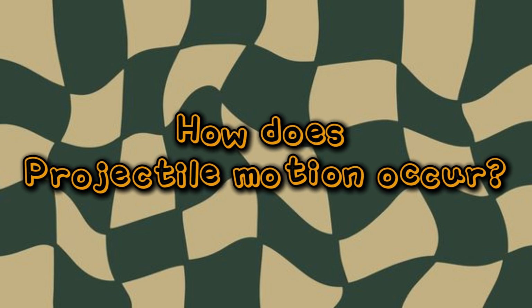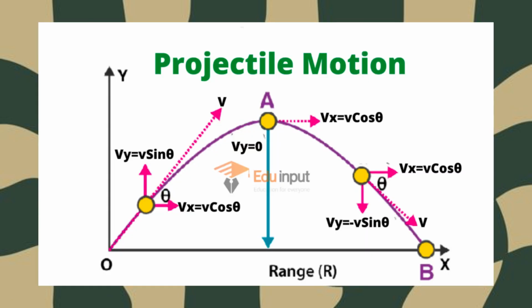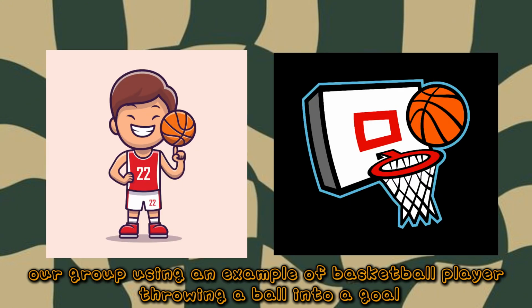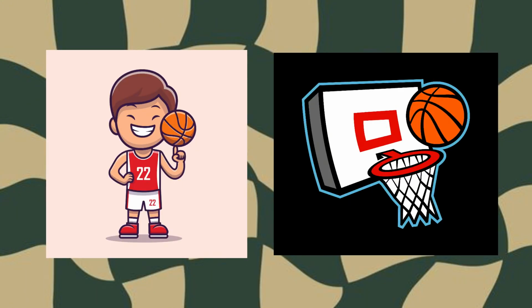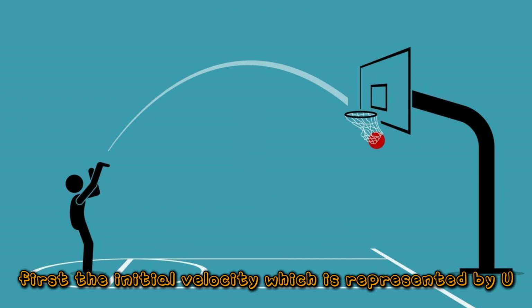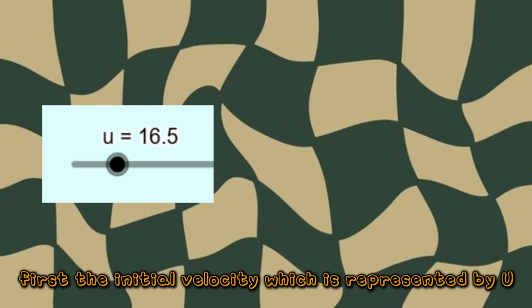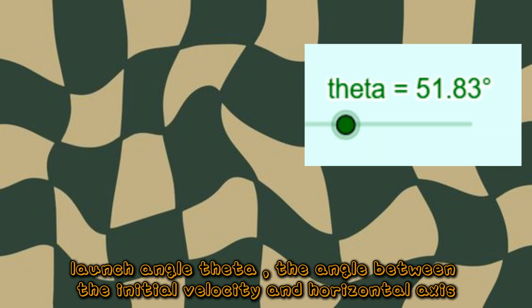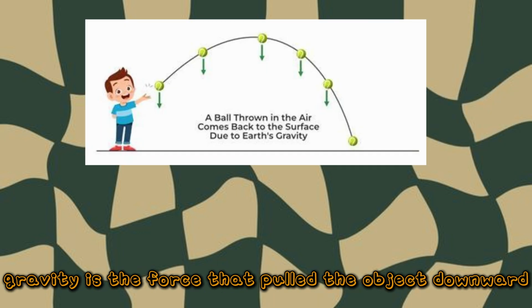Projectile motion occurs when an object is thrown into the air at an angle. Our group used an example of a basketball player throwing a ball into a goal. It follows a curved path under the influence of gravity. The key parameters are: first, initial velocity, represented by u, the speed at which the object is launched. Launch angle, theta, the angle between the initial velocity and the horizontal axis. Gravity, g, is the force that pulls the object downwards.